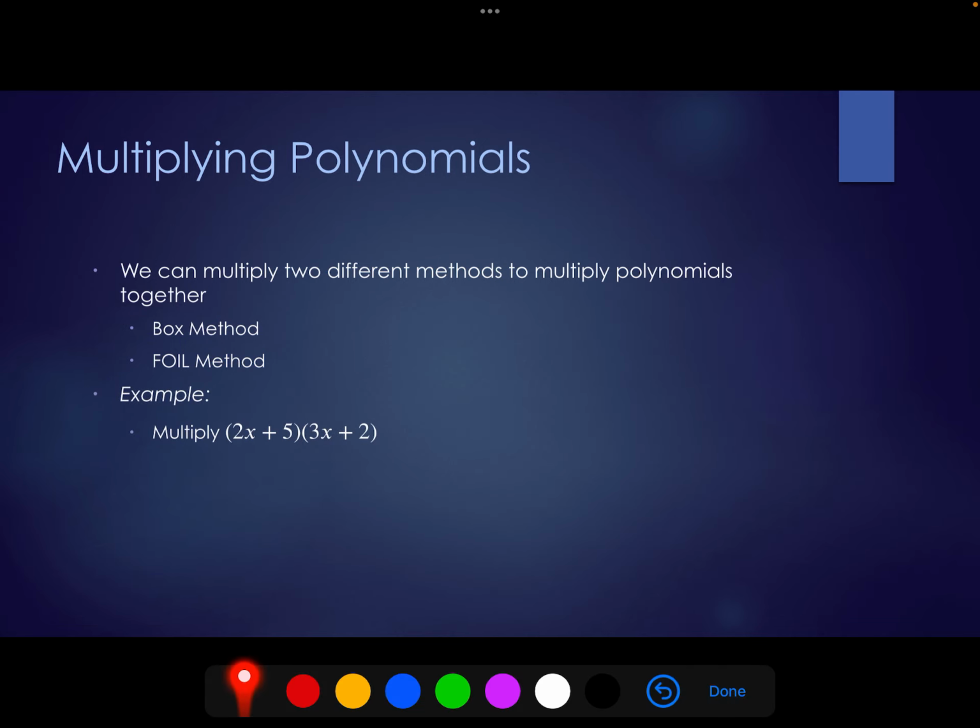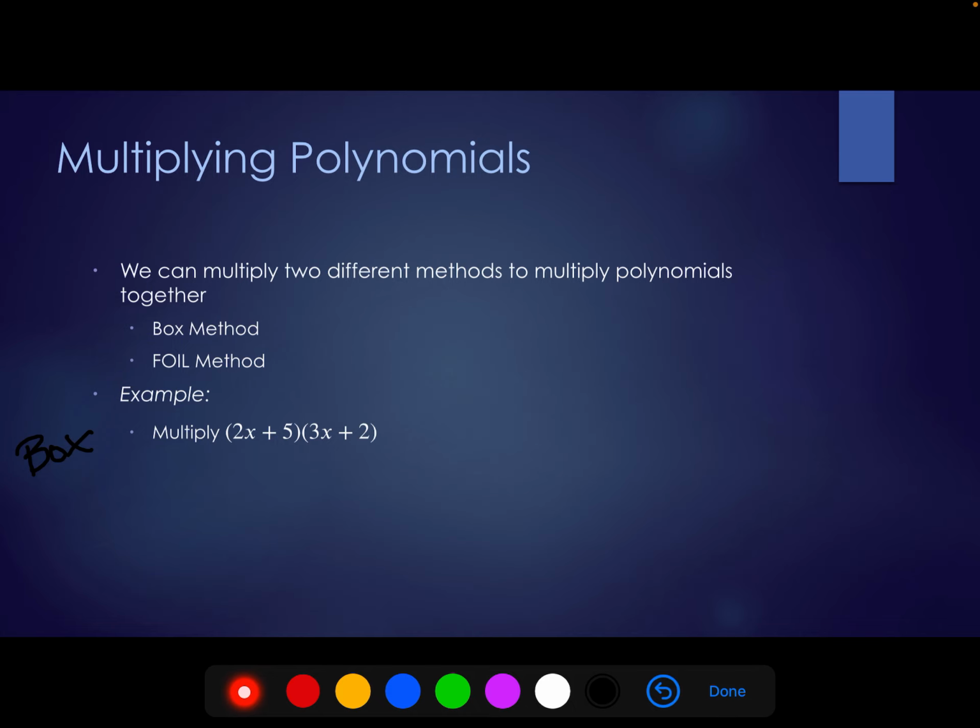So the first example we're going to use is multiplying these binomials together. We have 2x plus 5 times 3x plus 2. Remember, there are 2 terms in each of these, so these are two binomials that we're multiplying together. So first, let's take a look at what we call the box method.